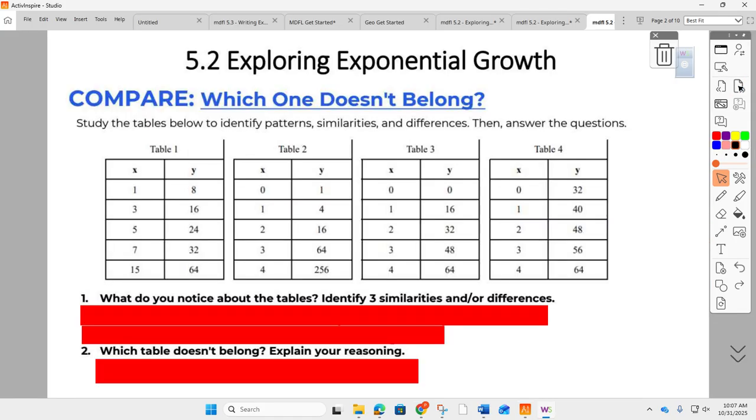All right. Look at the table. We're looking for patterns, similarities, and differences. What do you notice about the tables? Identify 3 similarities and/or differences. We're not going to write anything down right now. I just want you to look at the tables and see what you notice. How are they the same? How are they different?